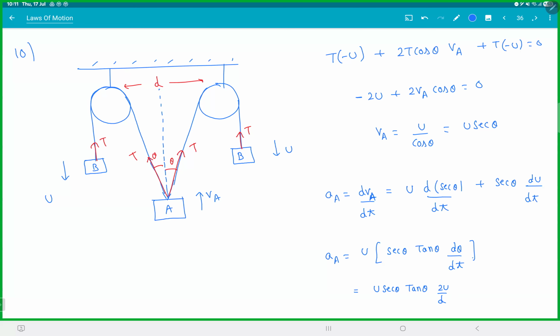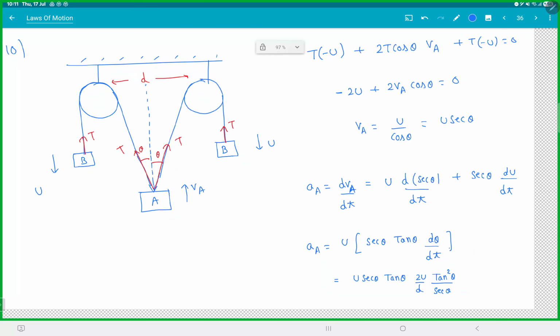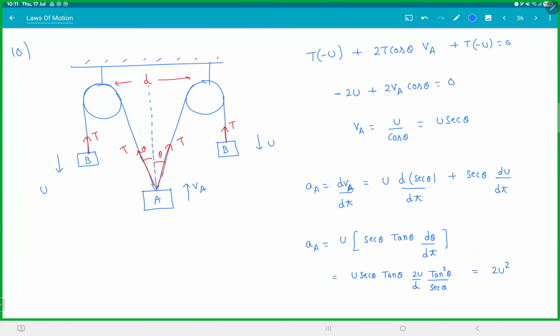2u by d tan square theta by sec theta. Perfect. That sec theta got cancelled. You are stuck with 2u square by d tan cube theta. That's your acceleration, everyone.